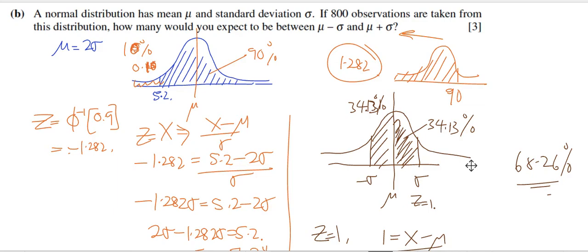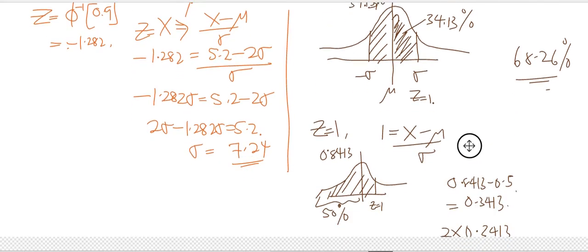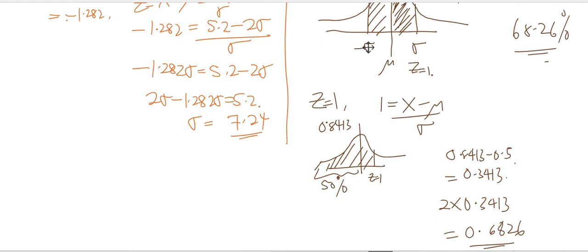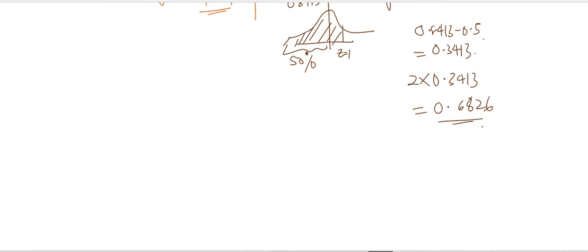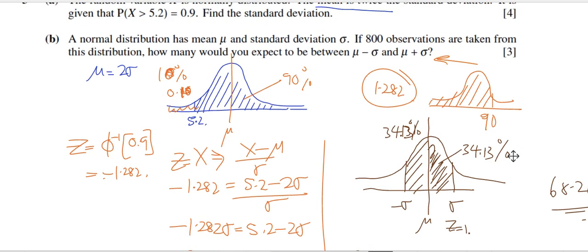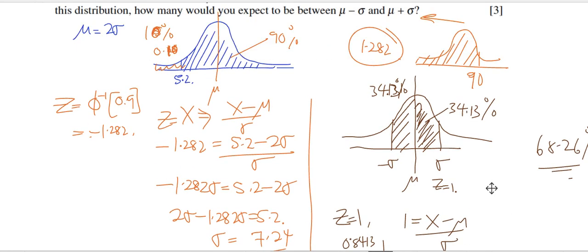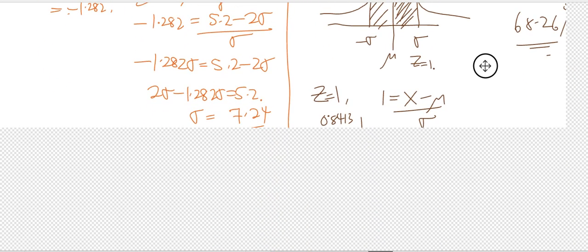Now the question says 800 observations are taken from this distribution. How many would you expect to be between mu minus 1 standard deviation and mu plus 1 standard deviation? All I have to do is take 0.6826 and multiply this by 800, and the answer that I have is 546. So for negative 1 standard deviation to positive 1 standard deviation, out of 800 observations you will have 546. That's what it means.